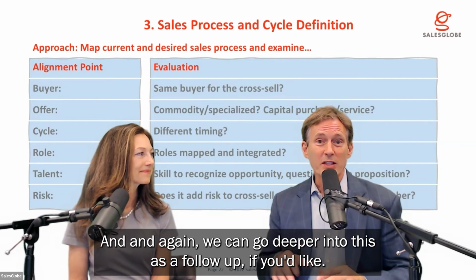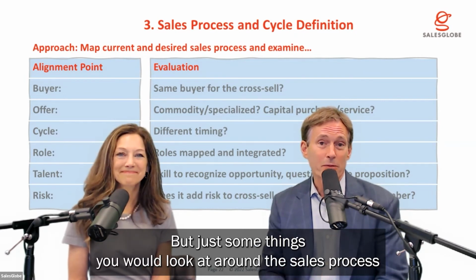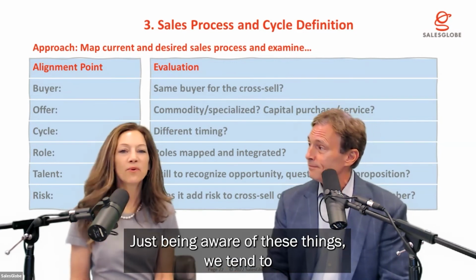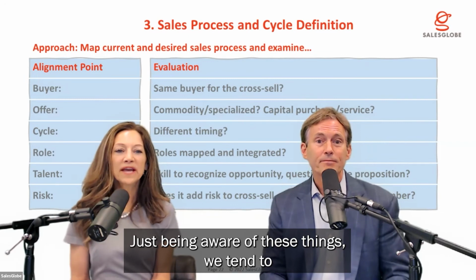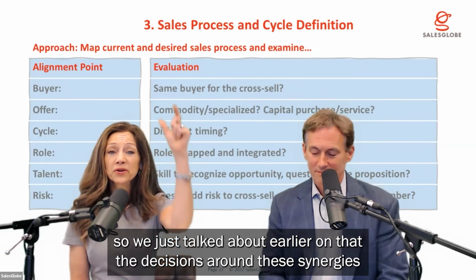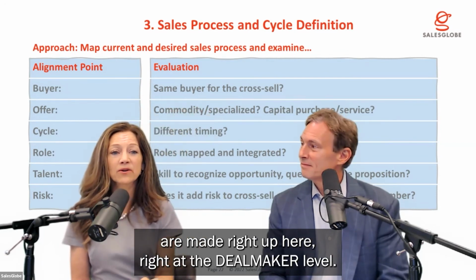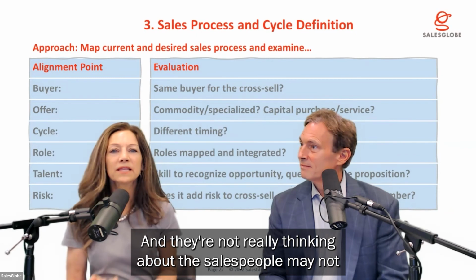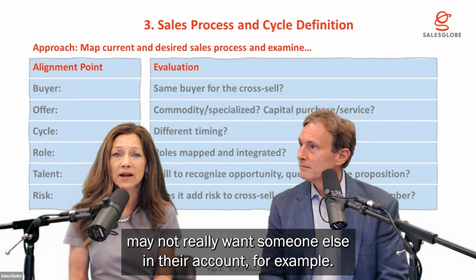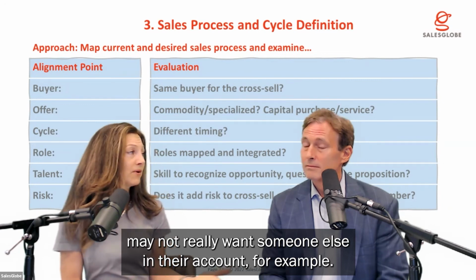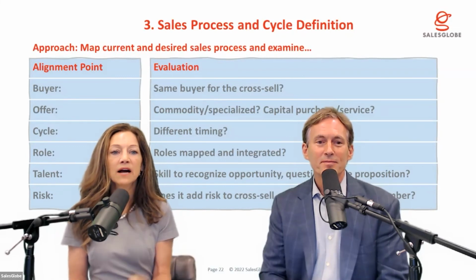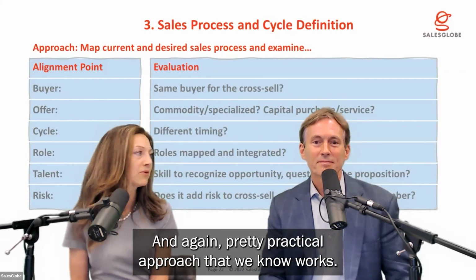And again, we can go deeper into this as a follow-up if you'd like, but these are just some things you would look at around the sales process and the cycle definition. Right, just being aware of these things. We talked about earlier that the decisions around these synergies are made right up here, right at the deal-maker level. And they're not really thinking about the fact that salespeople may not really want someone else in their account, for example. So these are really big, good considerations for you to have that you can address. And again, it's a pretty practical approach that we know works.